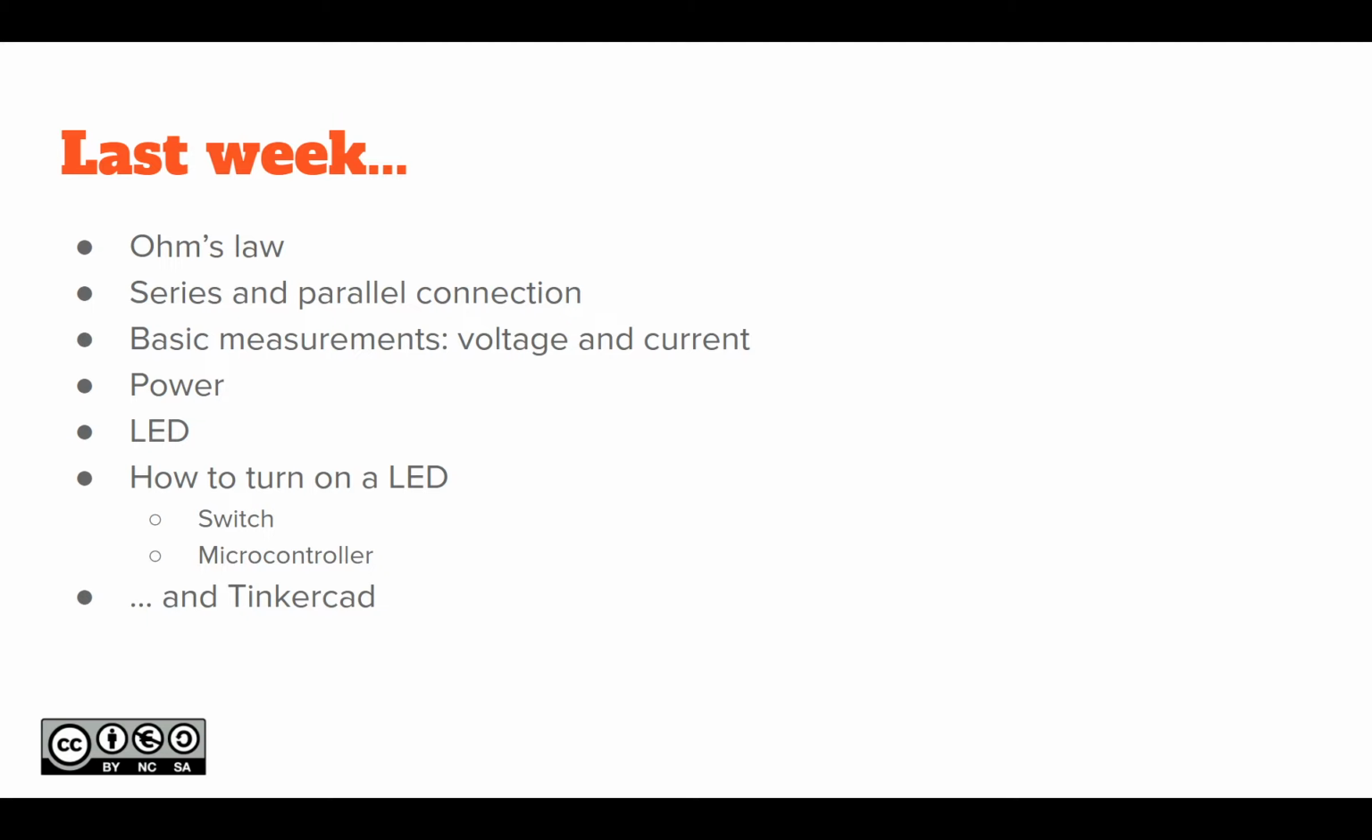Then we talked about electric power, LEDs, how to turn on a LED, and then switch microcontroller connections, and then how to simulate things on the Tinkercad. And thank you. I noticed that about 99% of you have returned the first exercise. Excellent work, and on time. I will take a look at the exercises probably starting tomorrow. Today will be a full teaching day.